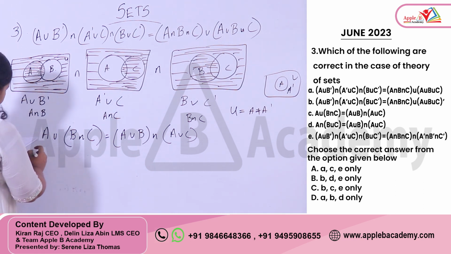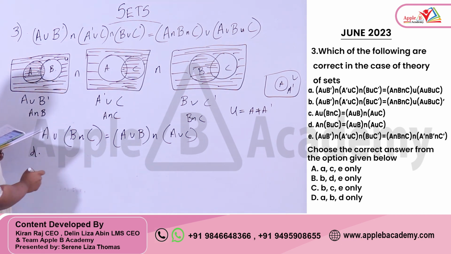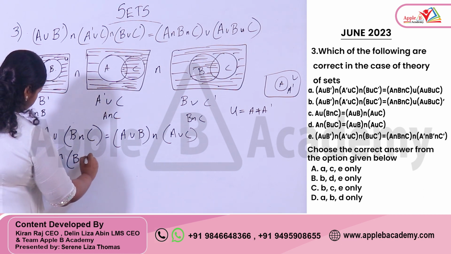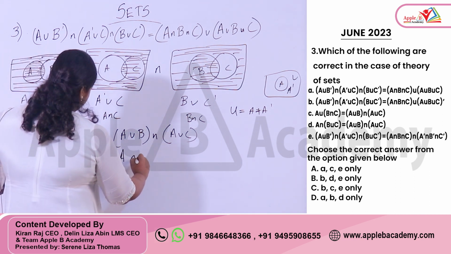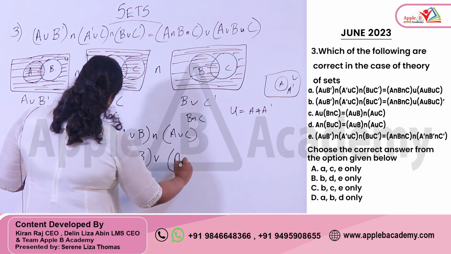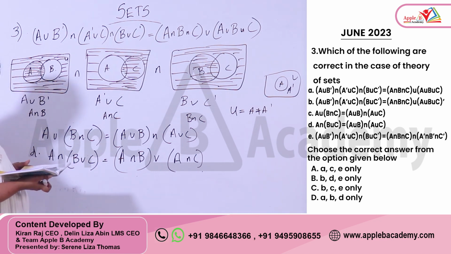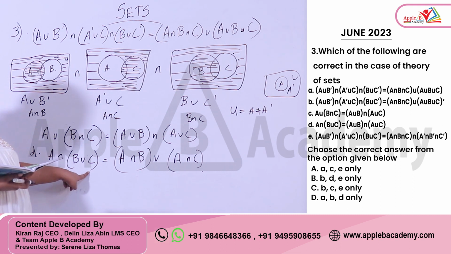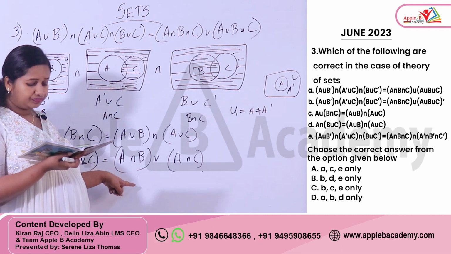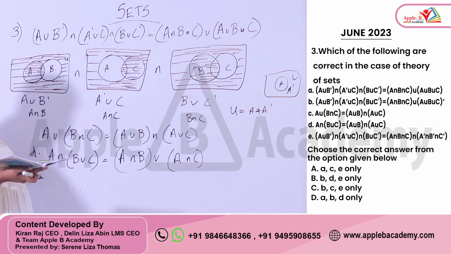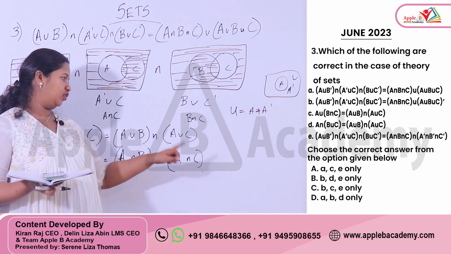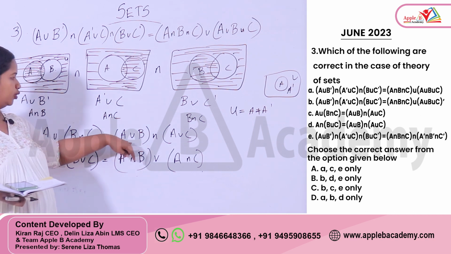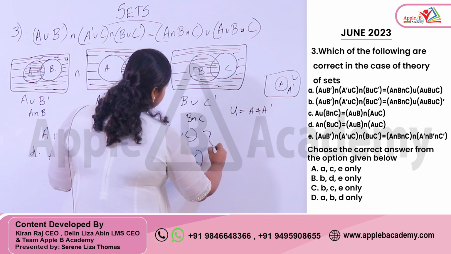Now option D is A intersection B union C. When you expand it, you can write it as A intersection B union A intersection C. Here option D is given as A intersection B union C is equal to A union B intersection A union C. That is wrong. According to the distributive law, you write it like this: A intersection B union C is equal to A intersection B union A intersection C, and option C is A union B intersection C is equal to A union B intersection A union C. This is the distributive law.